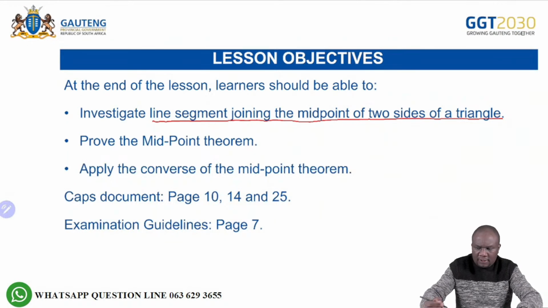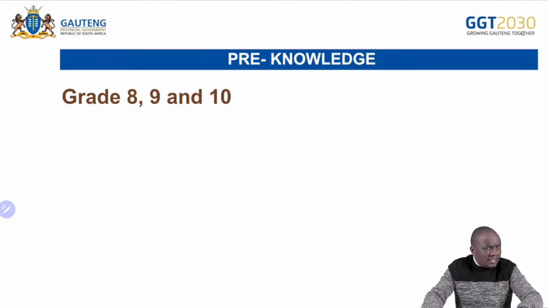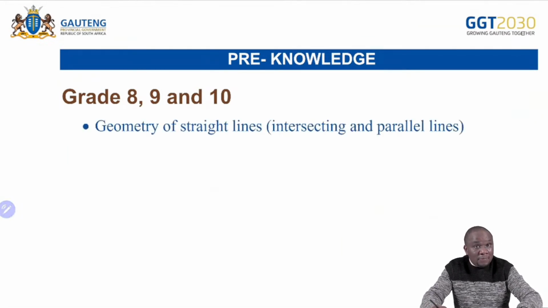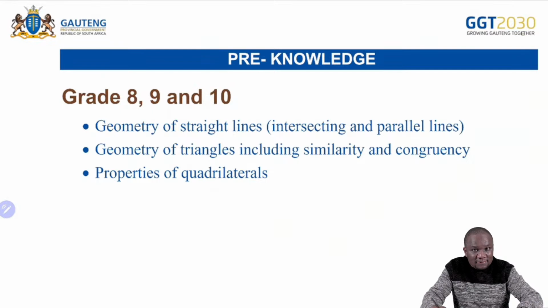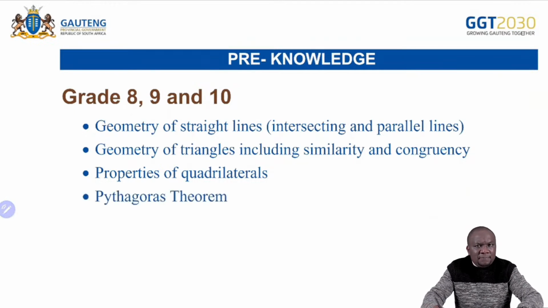Okay, right. In grade 8, grade 9, even grade 10, we have done some of these things. We have done geometry of straight lines. We did revision, that was our first lesson. And then we did geometry of triangles, that was our second lesson. And then we have done the properties of quadrilaterals, in the previous lesson. Do you remember? We're going to use these in today's lesson. Also, we have the Pythagoras theorem.